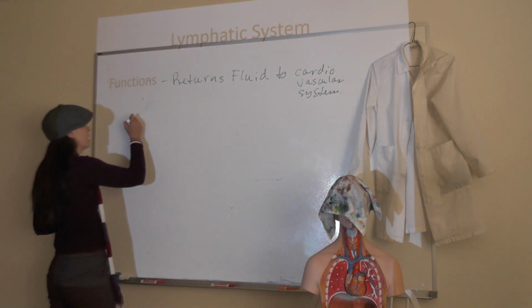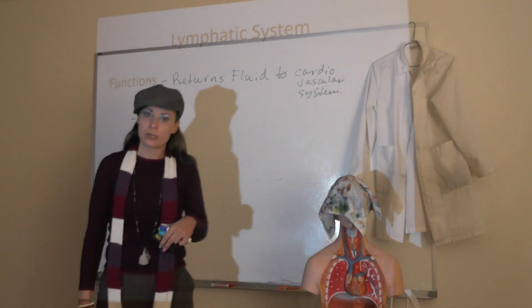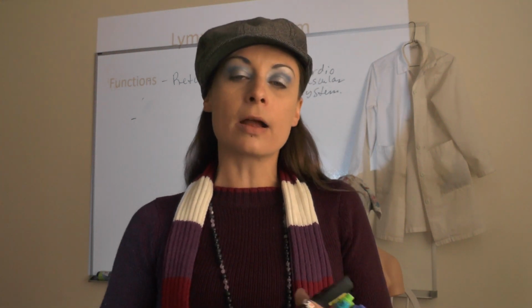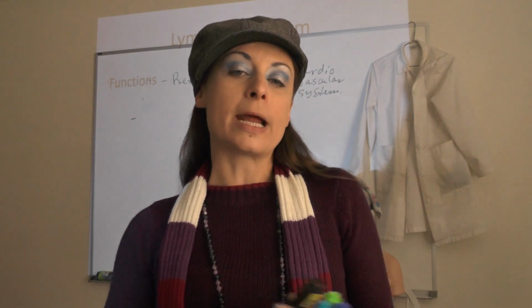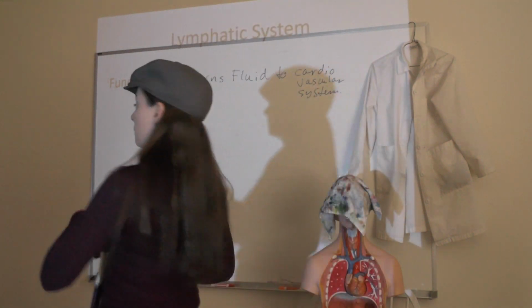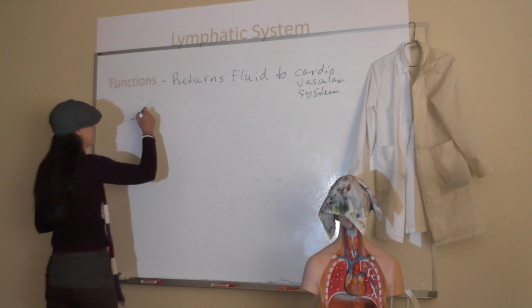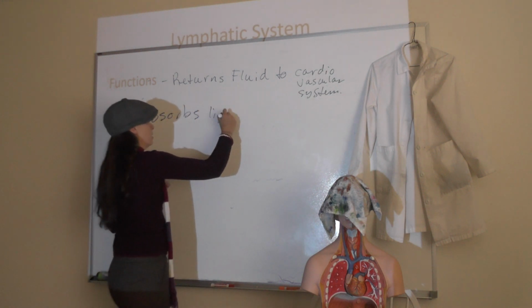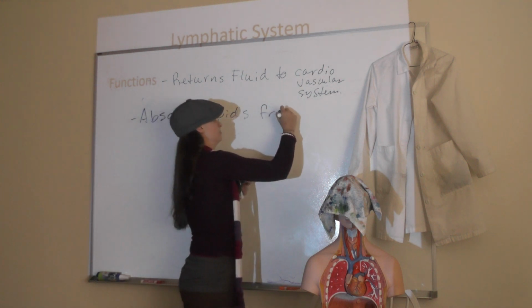Another function is that it actually helps with the absorption of lipids. So there are specialized lymphatic capillaries in your small intestine called lacteals, and they are going to absorb lipids and drain all of those lipids into this structure called the cisterna chyli that drains into the thoracic duct. We'll talk more about that in a minute, but that's our next function, the absorption of lipids. So our lymphatic system absorbs lipids from the small intestine.